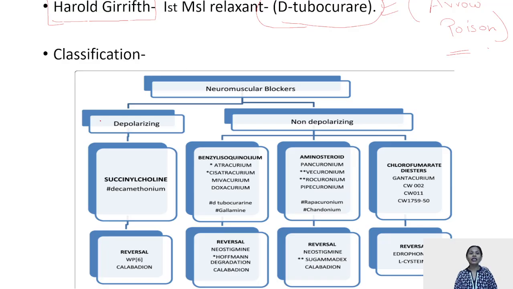The skeletal muscle relaxants are further divided into two types. One are the depolarizing blockers, and the second are the non-depolarizing blockers. When we talk about the depolarizing blockers, the most commonly used depolarizing agent is succinylcholine, also known by the name of suxamethonium.